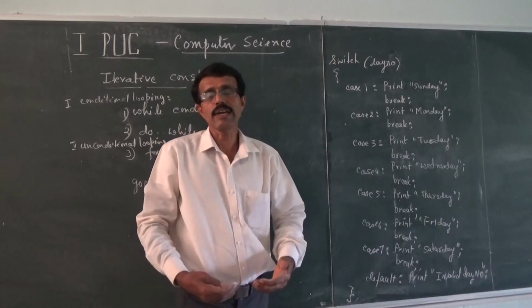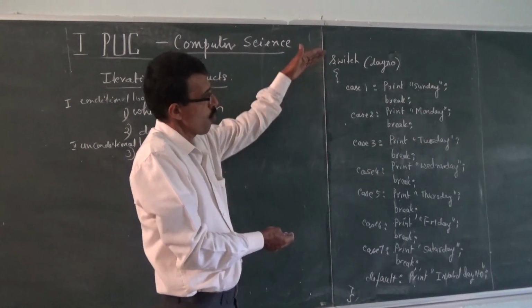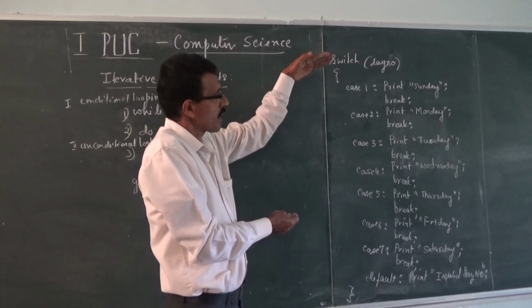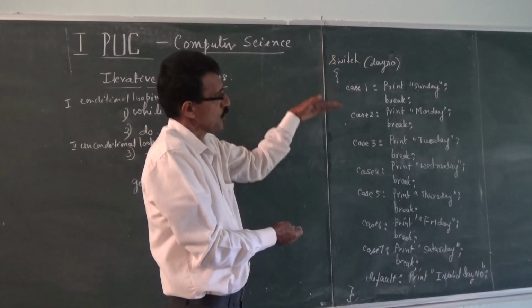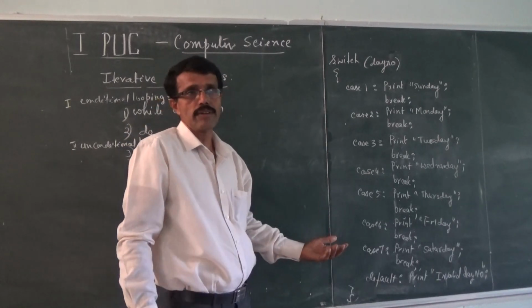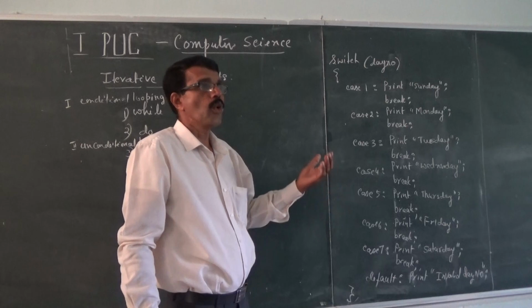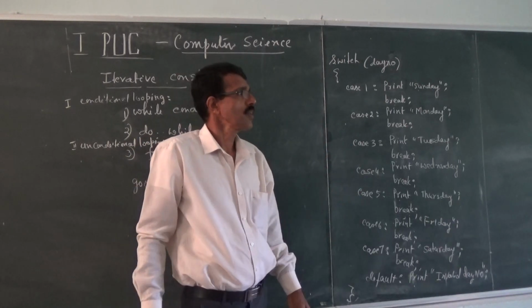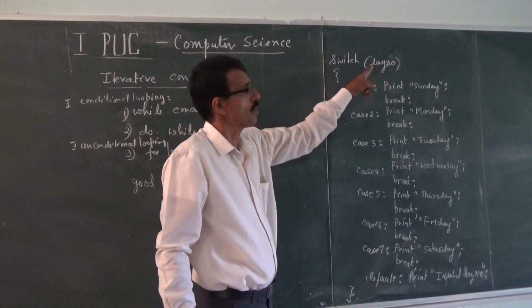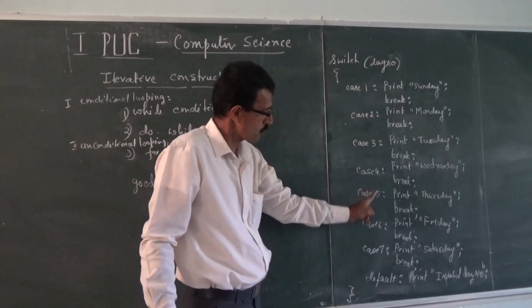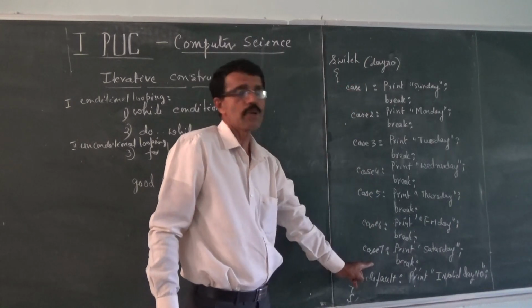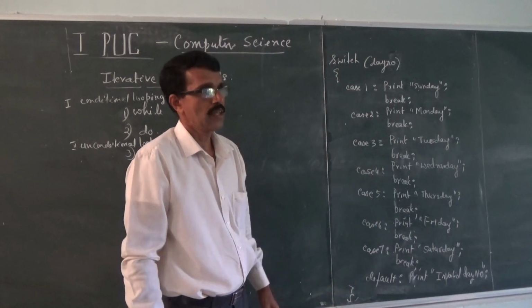What I am saying here is that this is a multi-selection type construct. That means more than one selection is there; you have more than one option. Based on the value you have given for day number, any one of the case labels, or any one of the case statements, is marked for execution.